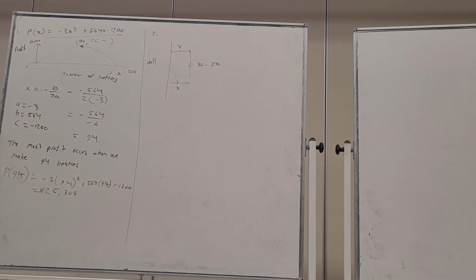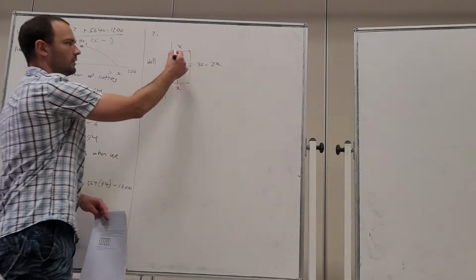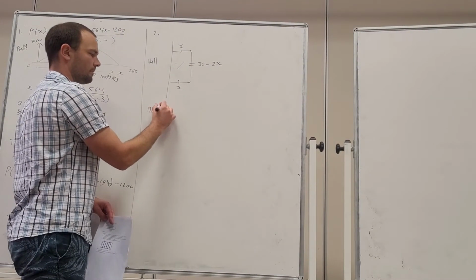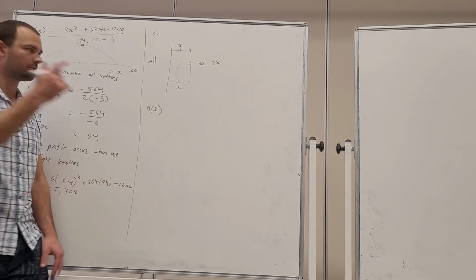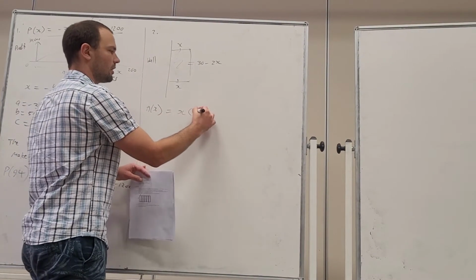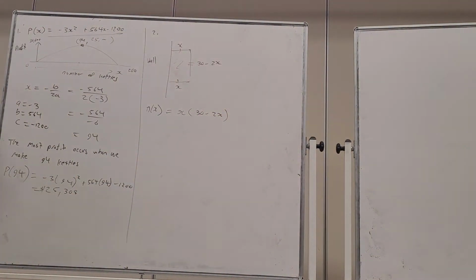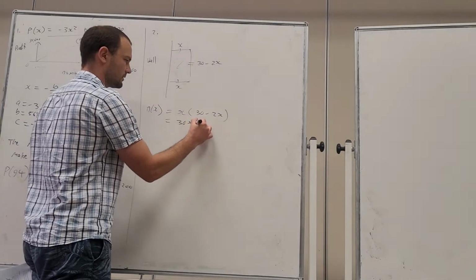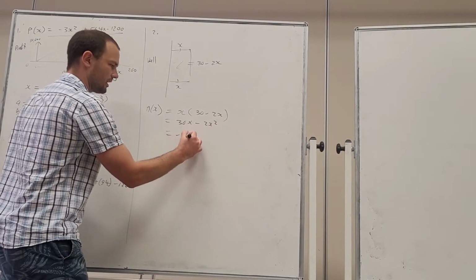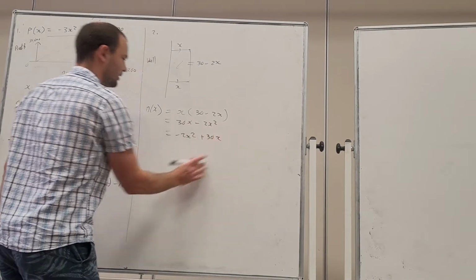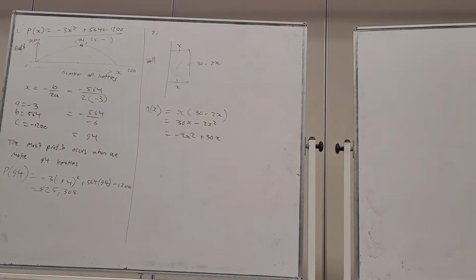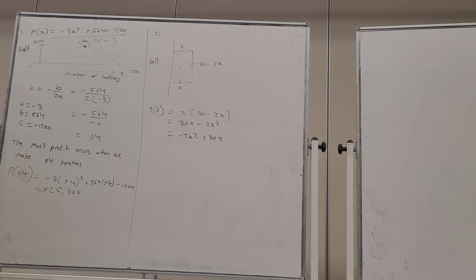So then the area of this rectangle, or A of x, the area with regards to x, is x times 30 take 2x. And we can expand that. We've got 30x take 2x squared, and we can write it as a quadratic: minus 2x squared plus 30x. And so we've got a quadratic equation, and we've developed the equation. That was step 1, and now we're ready to find the optimal solution.